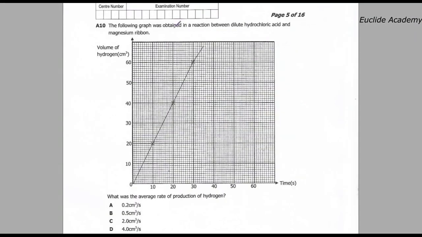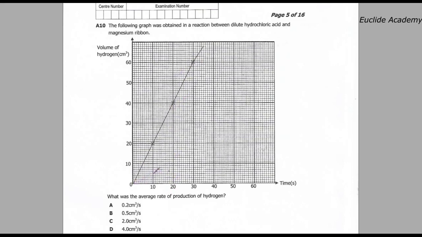The following graph was obtained in a reaction between dilute hydrochloric acid and magnesium ribbon. The volume of hydrogen is in centimeters cubed, and we've got time in seconds on the x-axis. The question says, what was the average rate of production of hydrogen? From this graph, we can see this line which shows the production and at what time. So if we find the gradient of this line, that will give us the rate of production.